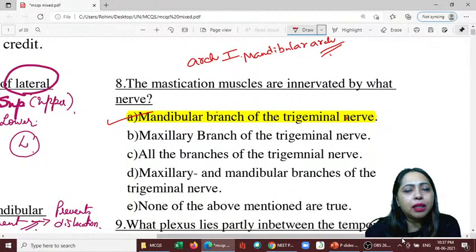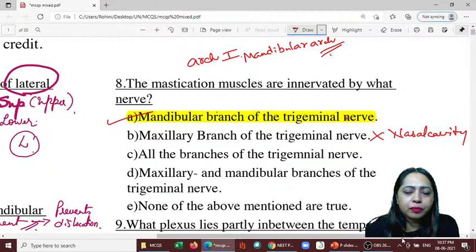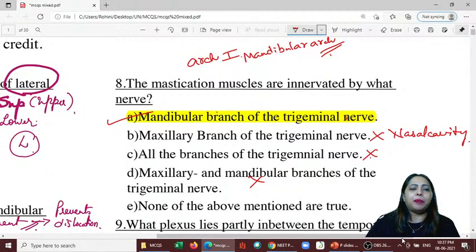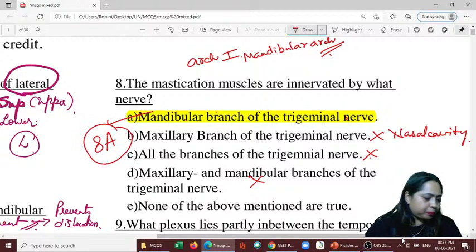So this and its branches would obviously supply the muscles of mastication. It is not the maxillary branch, which supplies the nasal area, nasal cavity. All the branches of trigeminal? No, that's wrong. Maxillary and mandibular both cannot. So this is the answer, the mandibular branch of trigeminal, that is 8A.